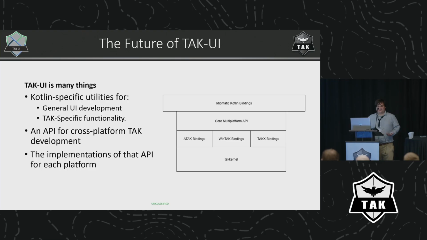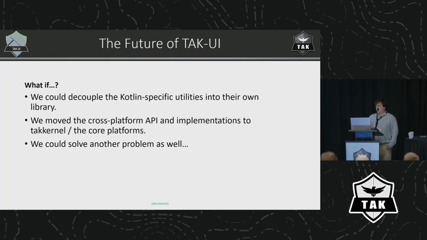TAK UI is a lot of different things. So we have Kotlin-specific utilities, both for general UI development as well as TAK-specific stuff, right? Then we also have this cross-platform API for TAK development. And then we have all the implementations of those APIs for each of the platforms we're targeting. So what I want to pose to the TAK community is, what would it look like if we decoupled those Kotlin-specific utilities into their own library?